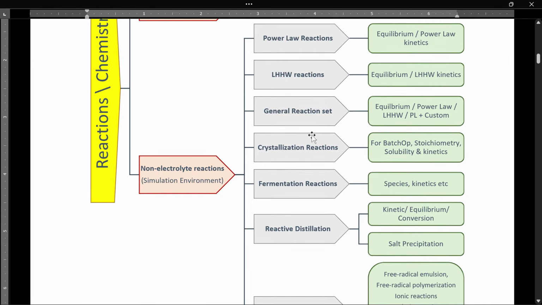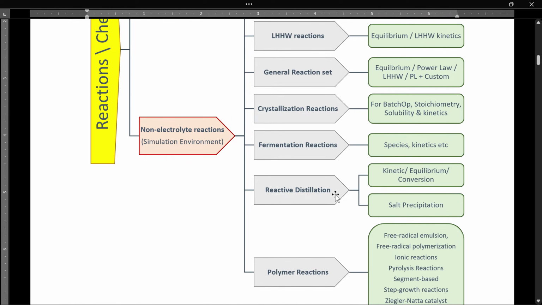Besides, crystallization reactions can be defined for the purpose of batch operation, including the stoichiometry of the crystallization reactions, solubility data, and the kinetics. Fermentation reactions can be defined, including the fermentation species and the corresponding kinetic parameters. Reactions involved in the reactive distillation process can be defined in another set of reactions, including kinetic, equilibrium, and conversion-based reactions, or salt precipitations can be defined.